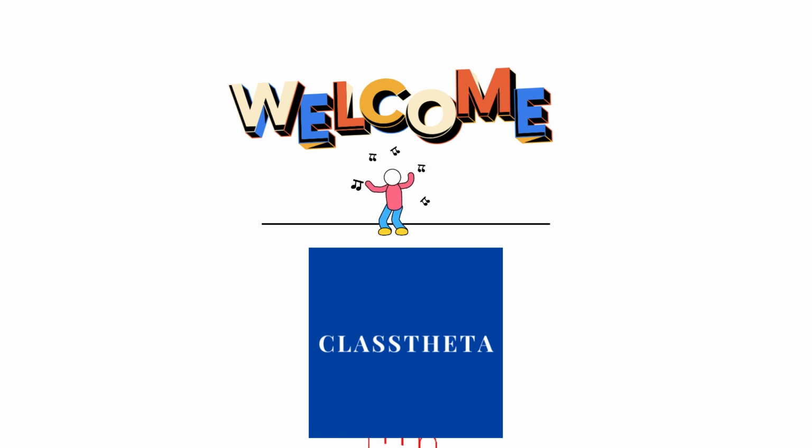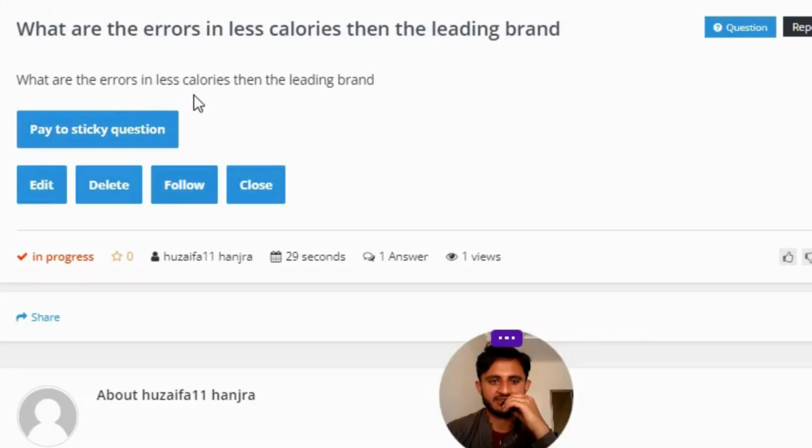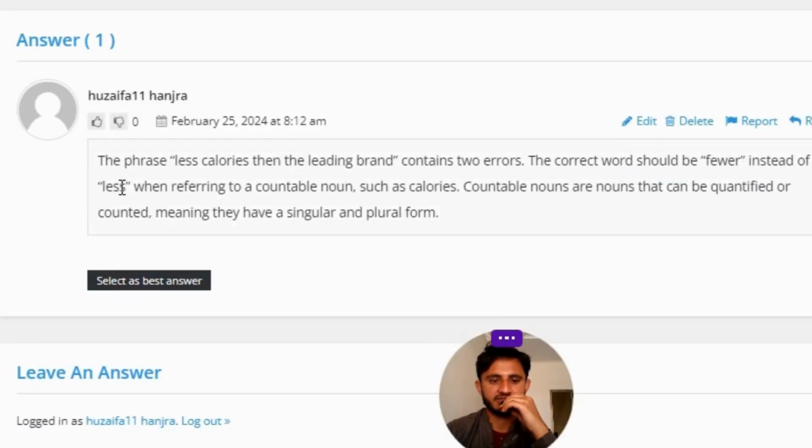So our today's question is, what are the errors in "less calories than the leading brand"? The great answer to the question is, the phrase "less calories than the leading brand" contains two errors. The correct word should be "fewer" instead of "less" when referring to a countable noun, such as calories. Countable nouns are nouns that can be quantified or counted, meaning they have a singular and plural form. So that's the correct answer to the question.